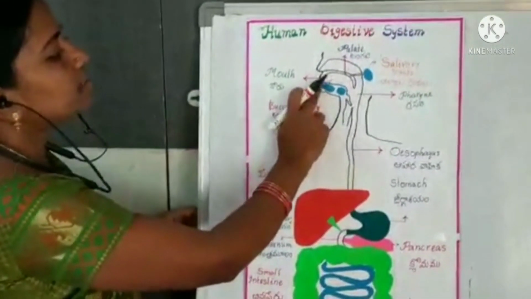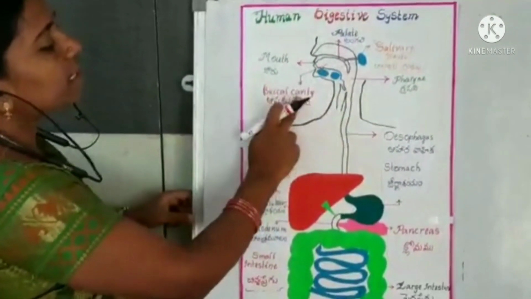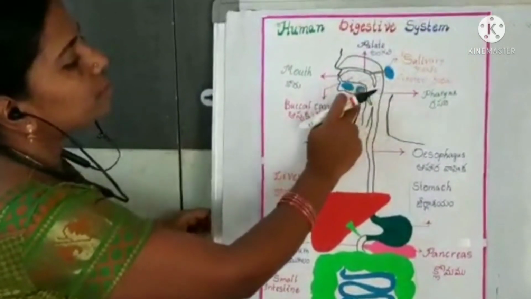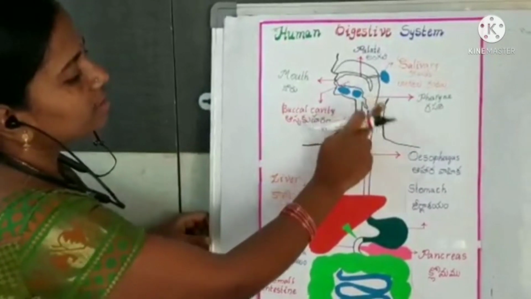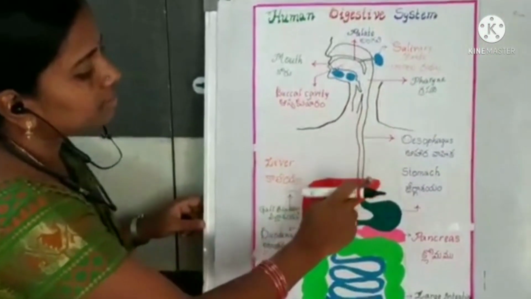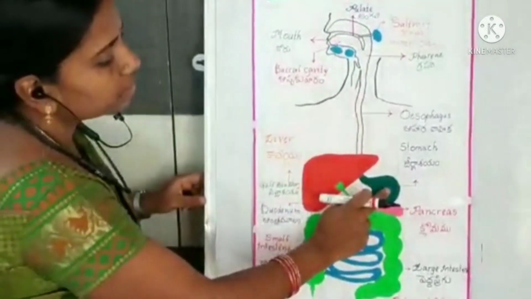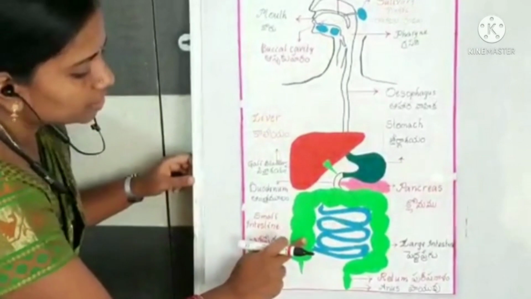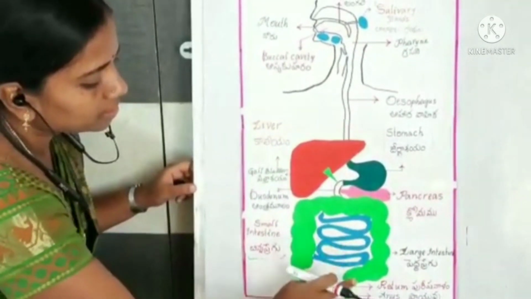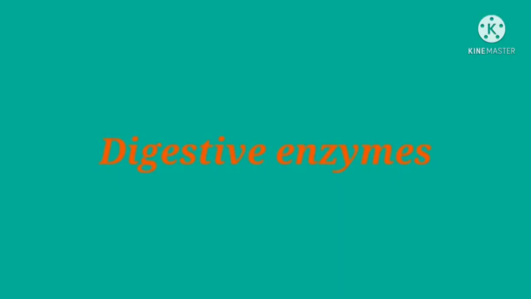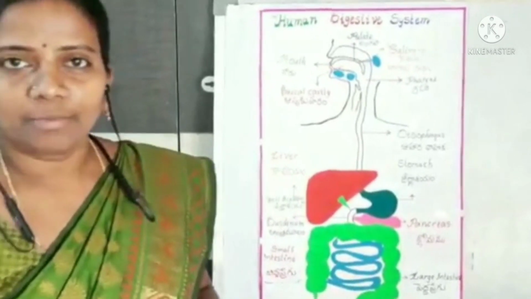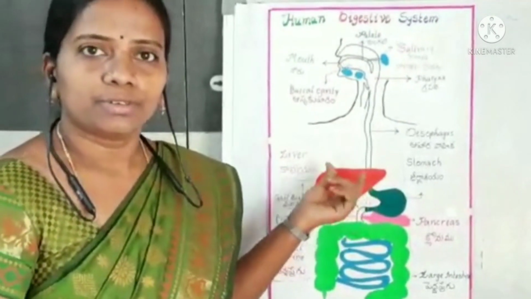So, here is the mouth and this is the buccal cavity, and salivary glands, 3 pairs of salivary glands, pharynx, esophagus, liver, stomach, duodenum, pancreas, large intestine, small intestine, rectum. Digestive enzymes. Some digestive glands help the food to digest.